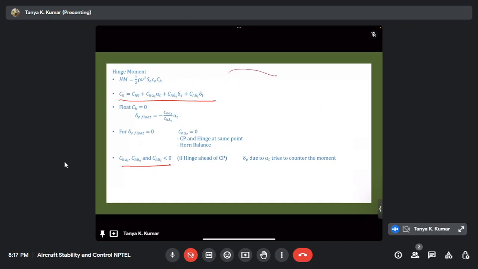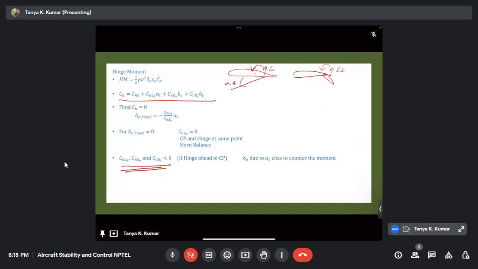If this is my tail, and it is subject to increased angle of attack, it produces more lift. If this is the hinge line, it produces a nose down moment, so it is a negative moment. Now if I deflect my elevator downwards, again lift is increased, you have delta L. If this is the hinge point, it produces a nose down moment, negative moment. Similarly, if I deflect my trim tab down, it produces an increase in lift, which produces a nose down moment at the hinge point, which is why all three parameters are less than 0.